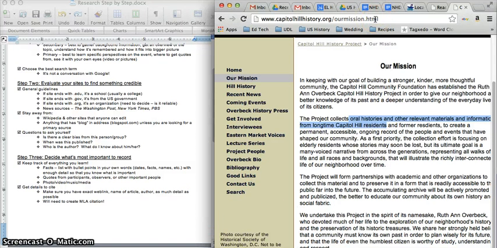But if I end up Googling and I find that this is a person who's running for political office or someone who's trying to spread a really bad message, then that might not be a good site.